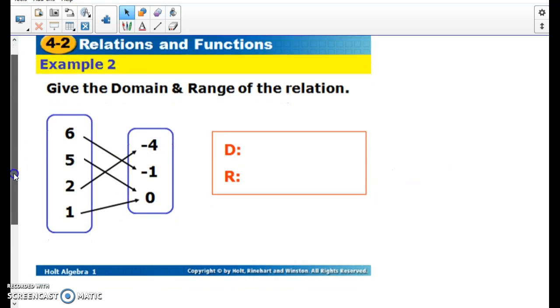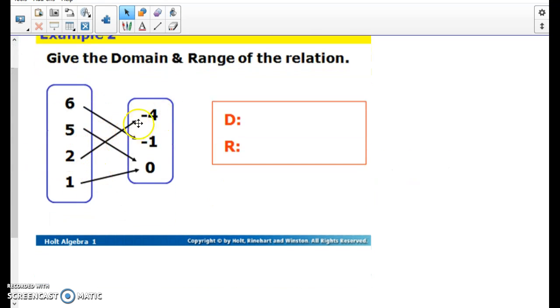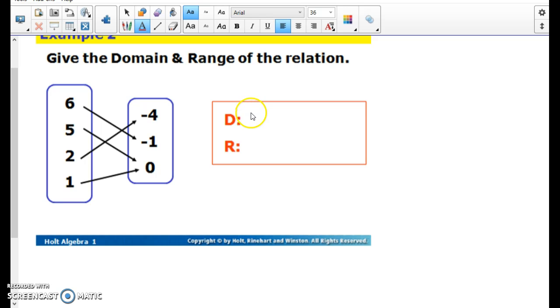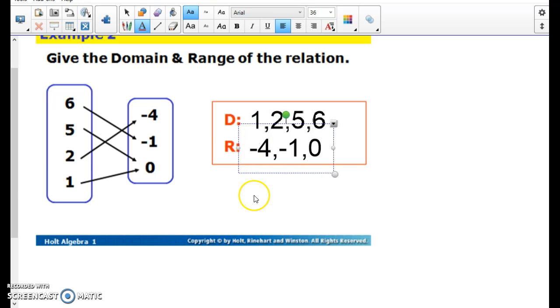Okay. Here's a more, like I was talking about, mapping, where it's not always going to be something so simple where they're just going to go straight across. So again, here's my domain, all of those x's. It doesn't really matter what order you write them in. You probably should write them smallest to biggest, so I will. 1, 2, 5, 6 for my domain. Range, -4, -1, 0. So pretty simple as that, as long as you remember what domain and range mean.